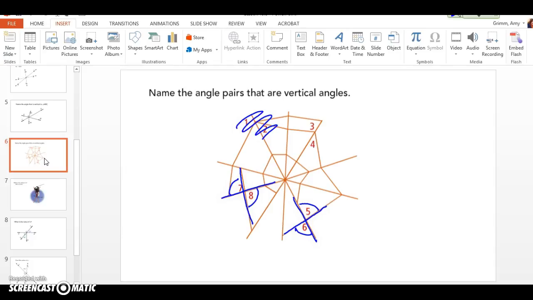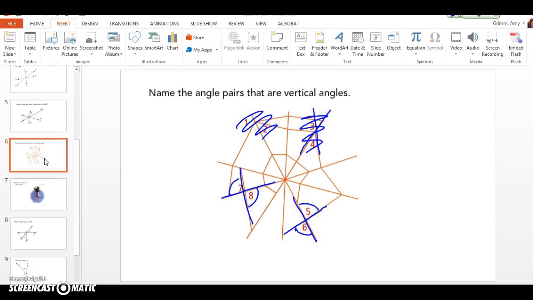Okay, what about 3 and 4? What do you guys think about those? It's the same thing as 1 and 2. Yeah, totally agree. You would have to have a straight line here, and you'd have to have a straight line here, which we don't have. So this is not another set.